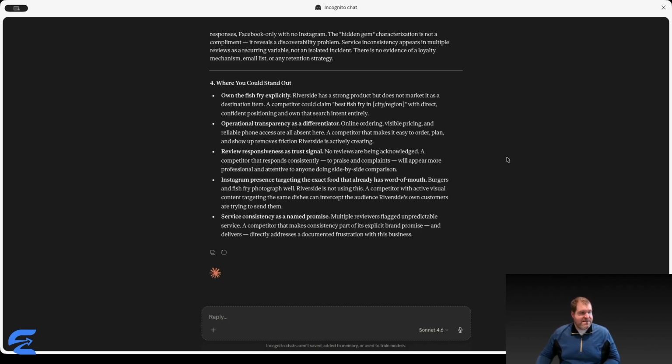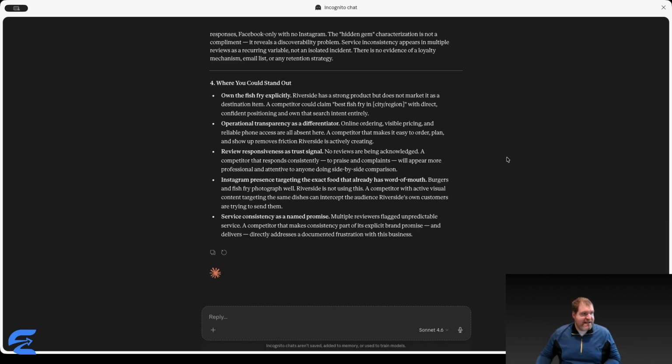Operational transparency as a differentiator. Online ordering, visible pricing, and reliable phone access are all absent. A competitor can make it easy to order. Review responsiveness as a trust signal. No reviews are being acknowledged. A competitor that responds consistently to praise and complaints will appear more professional.